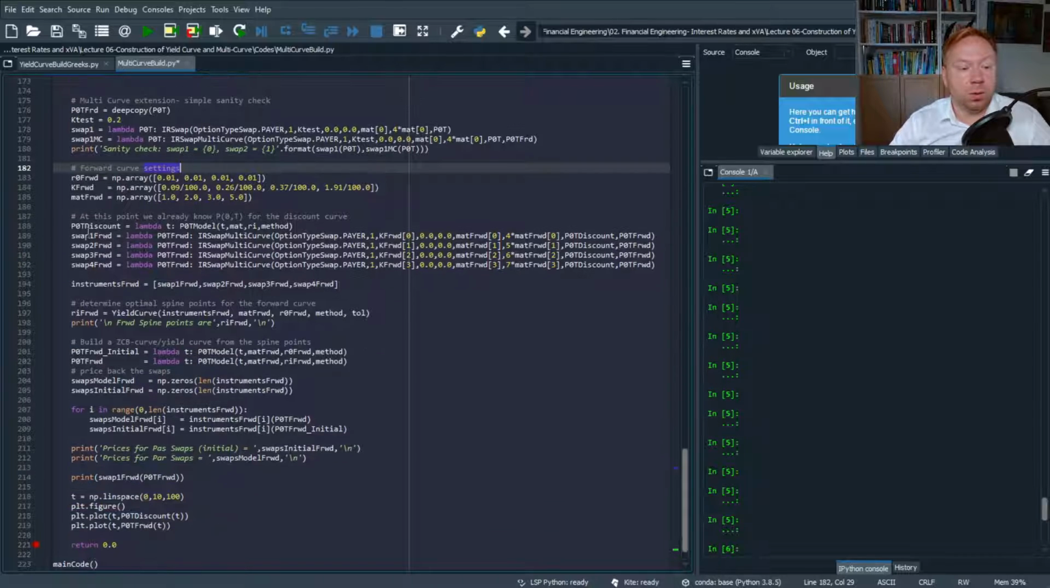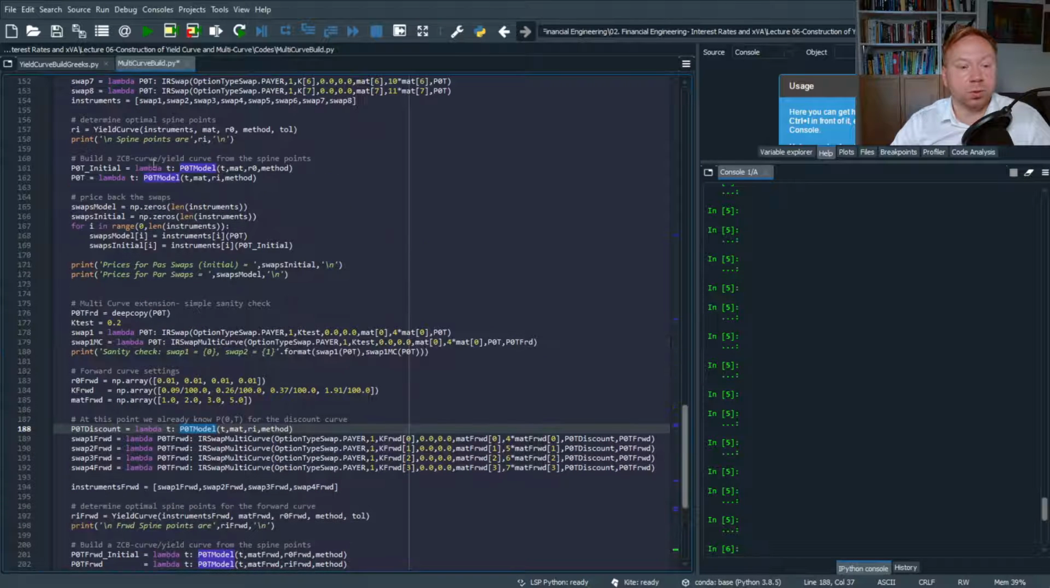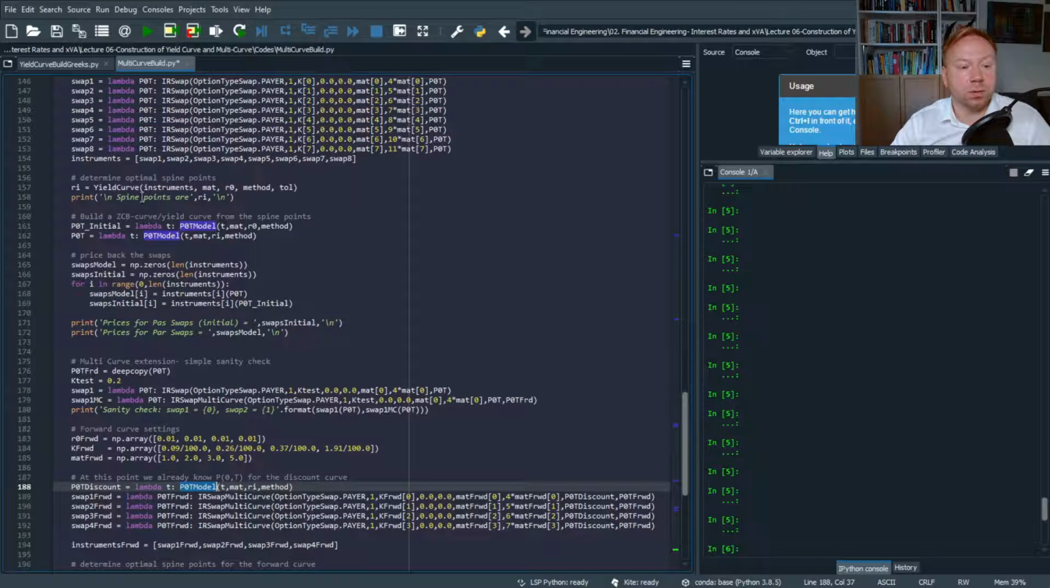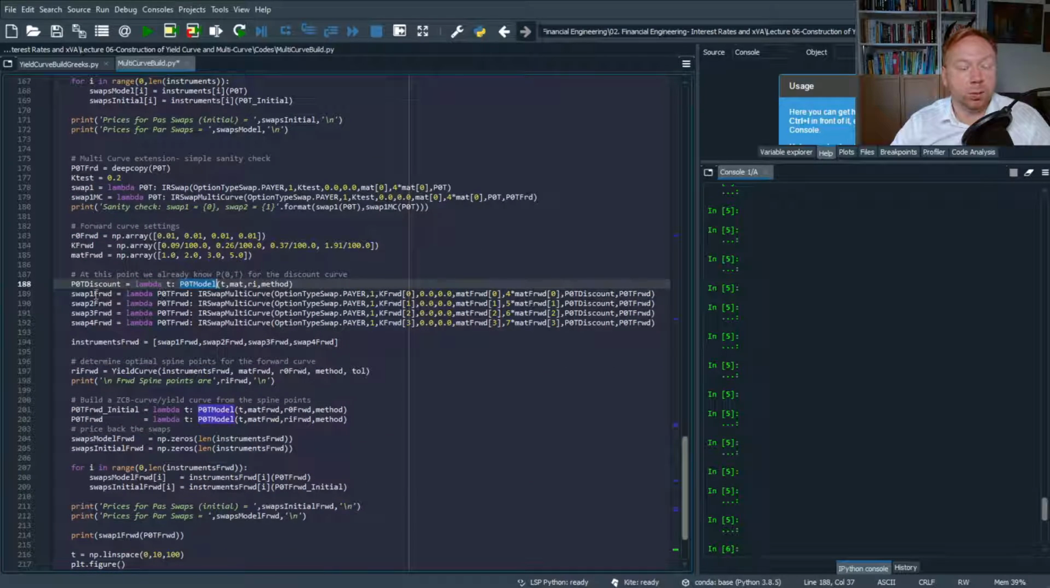Okay, so we now define 4 swaps. First, we have a discount curve, which is the yield curve based on this bootstrapped curve here. So this is the first one. And now we define 4 swaps, where the input is conceptually a lambda expression of the forward curve. Actually, the curve we still haven't found yet, but we can still define a swap to be a function of it.